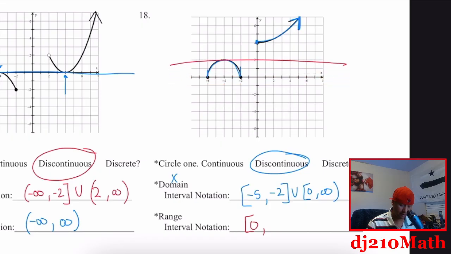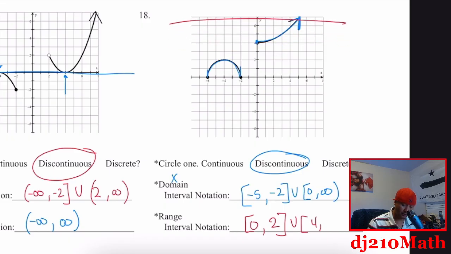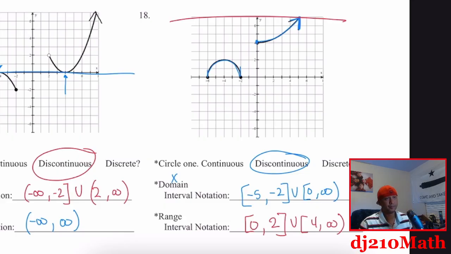And then as you move up, the next largest y value is going to be 2. Again, bracket. It's two pieces, so we're going to have to union this to the other piece. As you move up, you see the next smallest y value is 4 with a bracket. And then lastly, the greatest y value goes up to the arrow, which implies infinity with the parentheses.